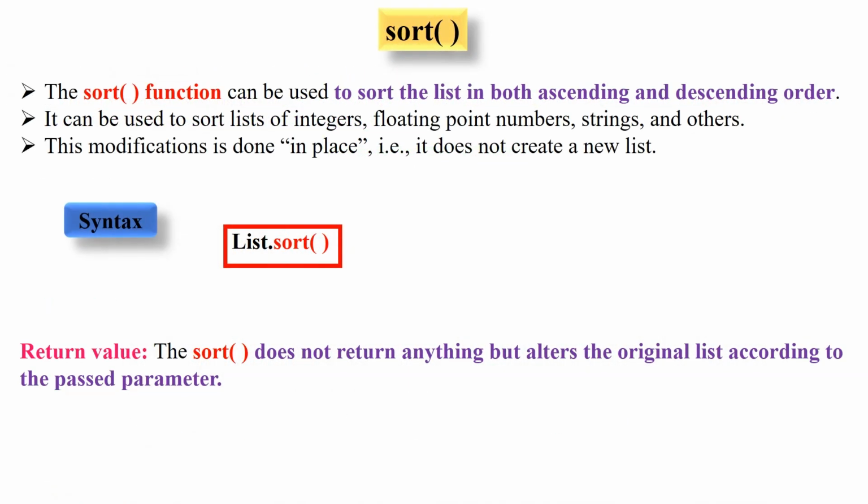The sort function can be used to sort the list in both ascending and descending order. It can be used to sort lists of integers, floating point numbers, strings, and others. This modification is done in place, that is, it does not create a new list. The syntax is list.sort(). The sort does not return anything but alters the original list according to the passed parameter.